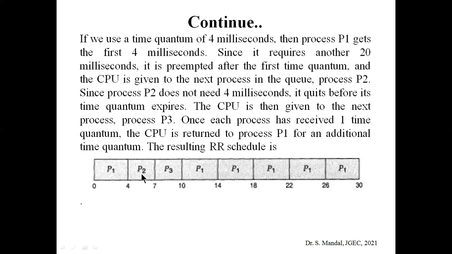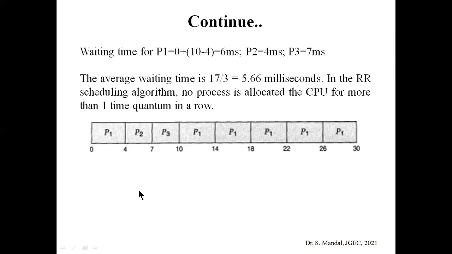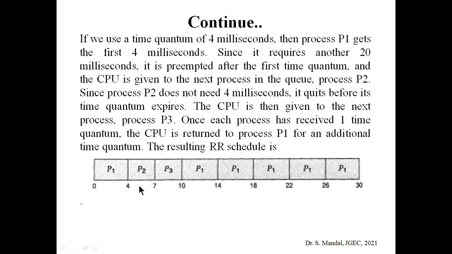Next P2 will be executed. Now the burst time for the P2 process is 3 millisecond, so we don't require the full time slice. It will last only 3 millisecond. That means it will continue from 4 millisecond to 7 millisecond. And similarly for the P3 process, after the completion of the P2 process, P3 will be started.